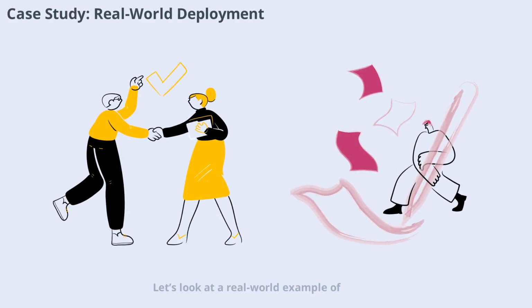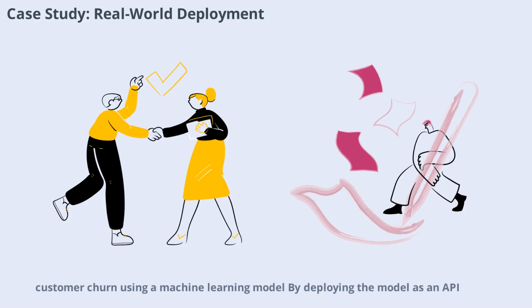Let's look at a real-world example of deploying a data science solution with an API. A retail company wanted to predict customer churn using a machine learning model. By deploying the model as an API, they integrated it with their CRM system, enabling real-time risk scoring and targeted retention campaigns. This approach improved customer retention and demonstrated the power of API-driven integration.